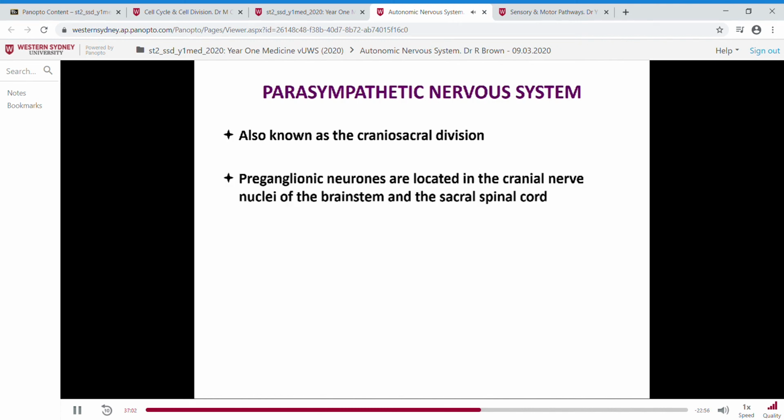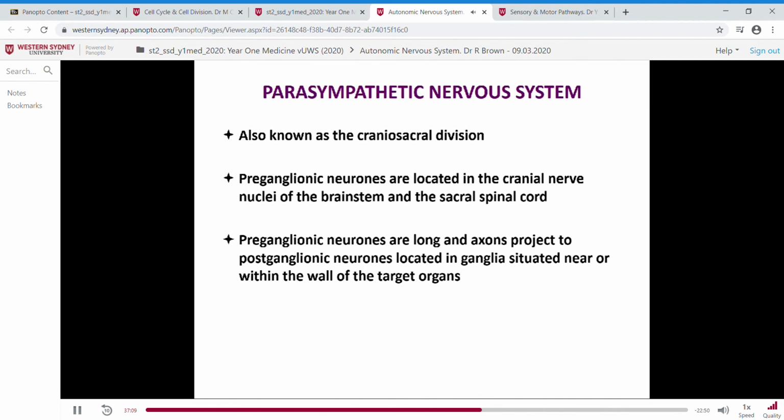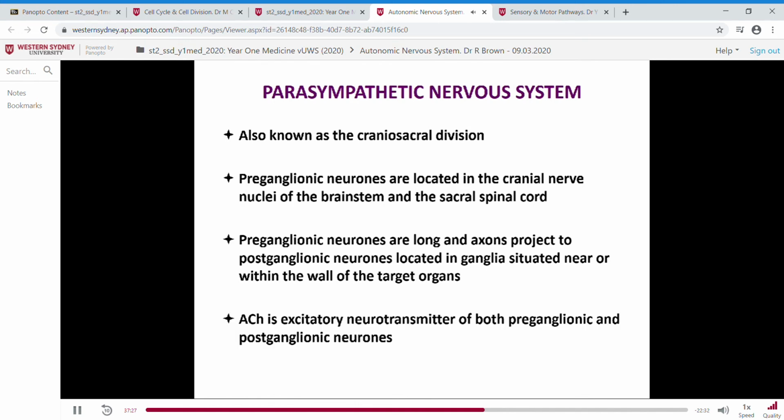So the preganglionic neurons are located in the cranial nerve nuclei of the brainstem and the sacral spinal cord. The preganglionic neurons are long, so that's opposite to the sympathetic, and the axons project to the postganglionic neurons located in ganglia situated near or within the wall of the target organs. So a shorter postganglionic neuron as opposed to the sympathetic system. And acetylcholine is the excitatory neurotransmitter of both pre- and post-ganglionic neurons within this system.